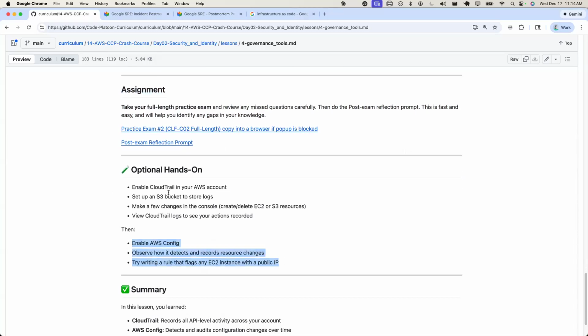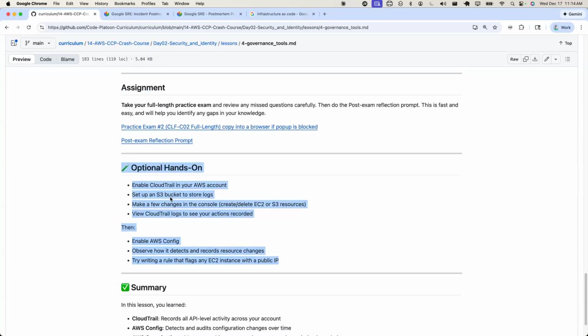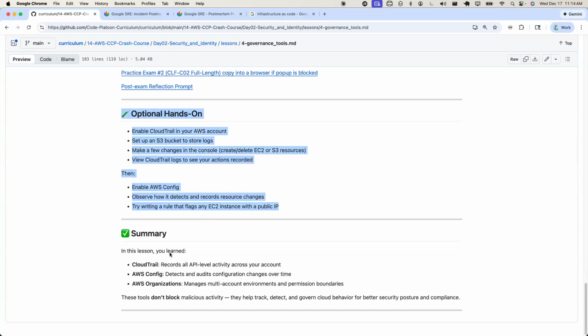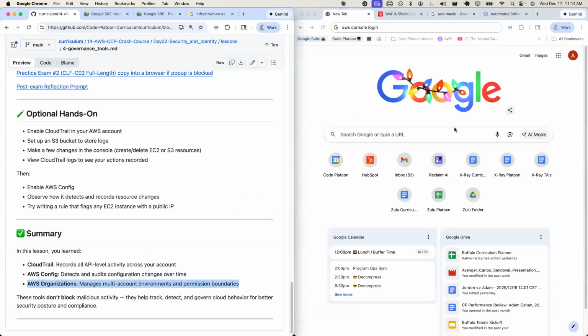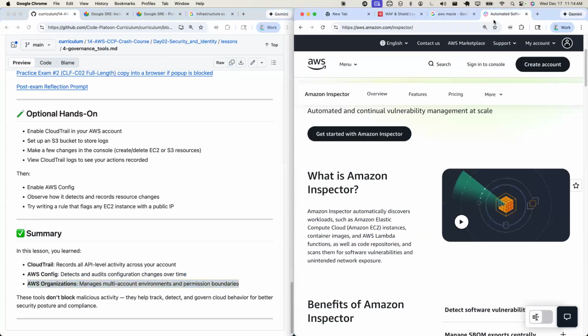There are some optional hands-on activities. Again, do the Cloud Quest game first. And just to wrap up, CloudTrail records API-level activity. Config, like you were saying, Cricket, detects and audits configuration changes, often from user error, or if our infrastructure as code has gone wrong. And AWS Organizations manages multi-account environments and the boundaries of permissions. Let me see if I can demo this one, and then we can call it a day.